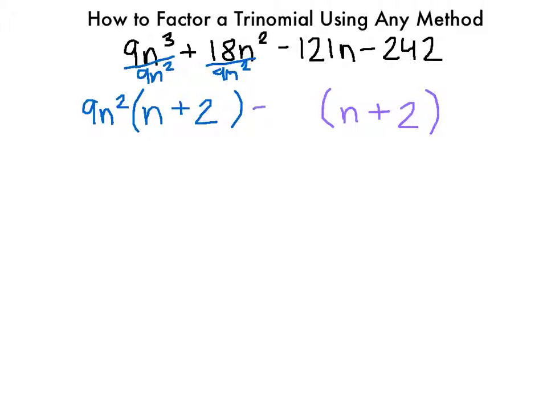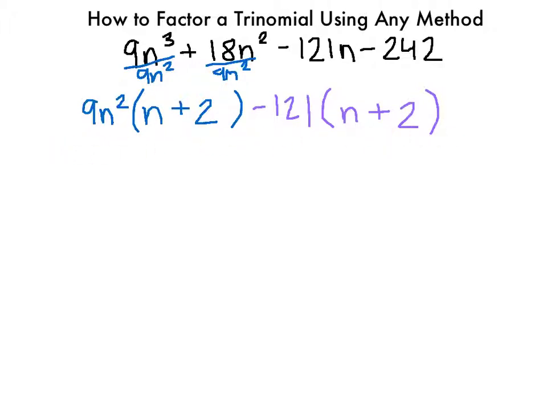So also think to yourself, what is 121n divided by what gives me n left over? Well, I can factor out a 121. Also, if I were to distribute this back, 121 times 2 will give me that 242, so that works out perfectly. So in a factoring by grouping problem, this is what we have left over, but we're not done.